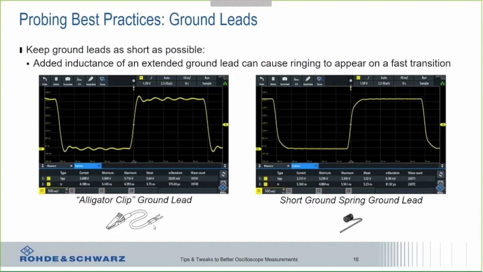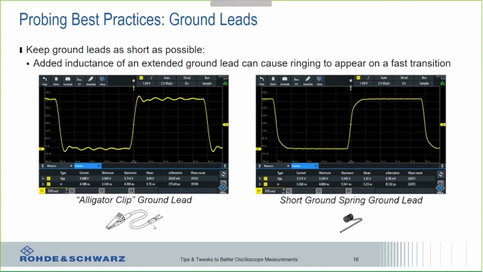And so that's exactly what we're seeing in the picture on the left versus the picture on the right, where I used a short spring ground lead. This is one of the small little wire wrap ground leads that you can push on to the end of your passive probe. It keeps that ground lead very short. And again, this might not be doable. If you don't have a ground near the signal that you're looking at, you may not be able to use one of these. But you can see how well it cleaned up that ringing.